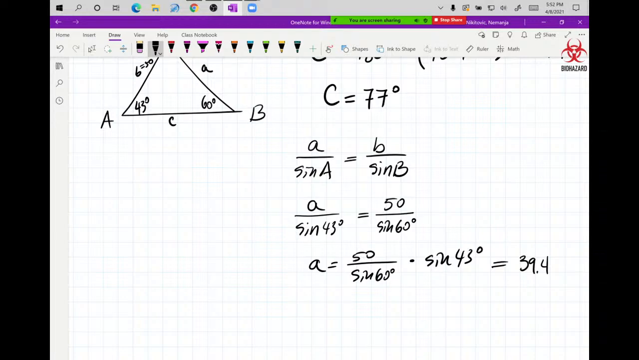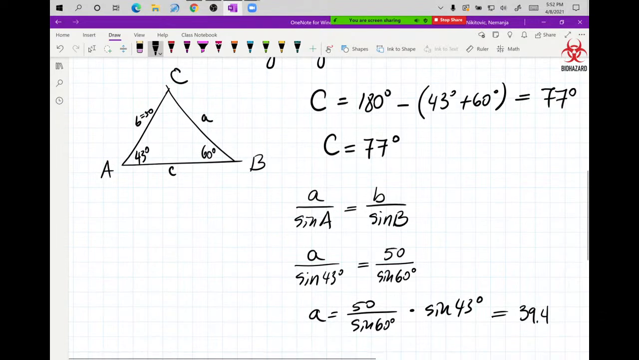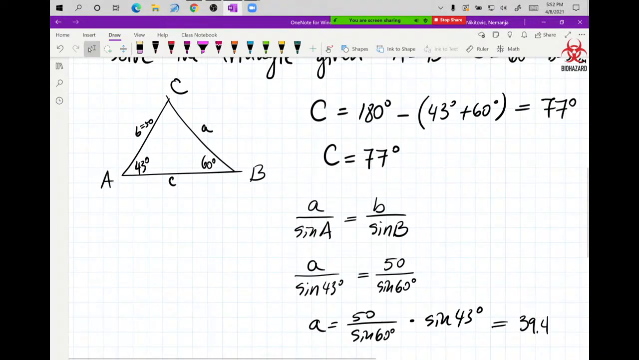Now, can I use the Pythagorean theorem to figure out the third side, now that I have that a is equal to 39.4? Can I?